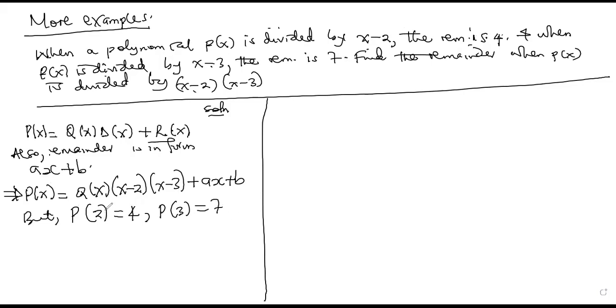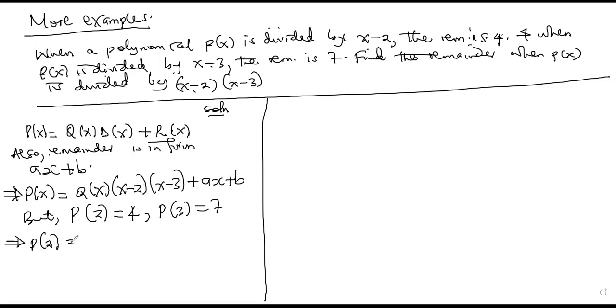So it means that when we substitute by 2, we should equate to 4. When you substitute by 3, we should equate to 7. This implies that when you substitute by 2, we shall have P of 2 after equating the divisor to 0, because this is the divisor. So X minus 2, X minus 3.